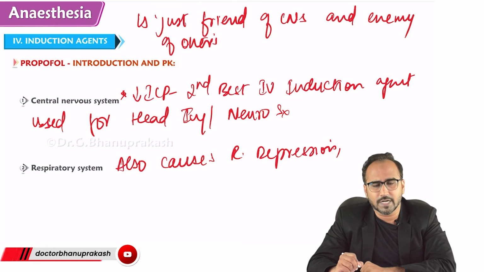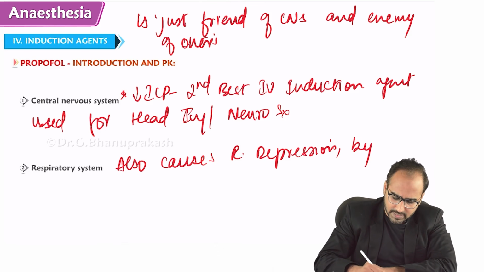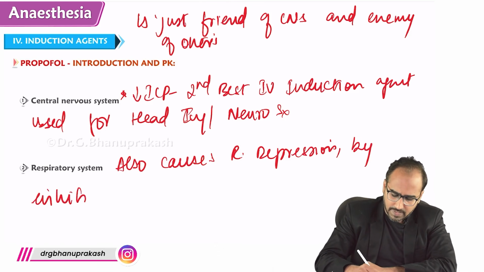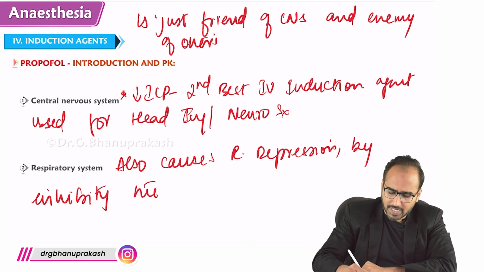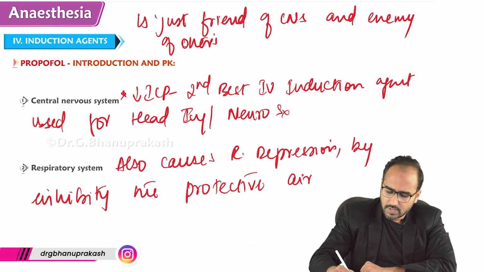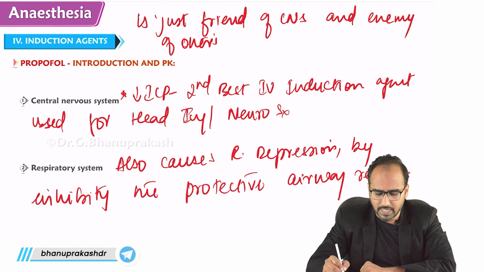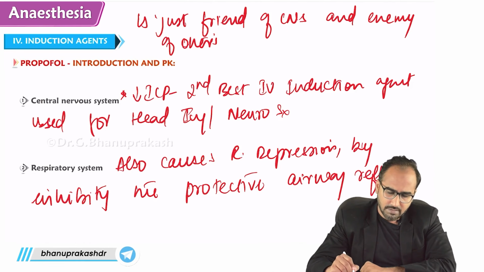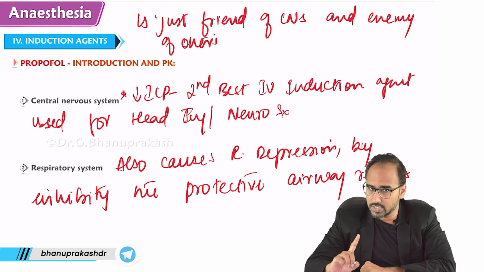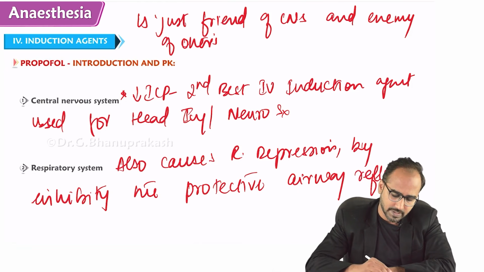Propofol also causes respiratory depression by inhibiting the protective airway reflexes. Okay? But it is not causing bronchospasm. There is no contraindication in asthma, but you avoid propofol in asthma, guys.